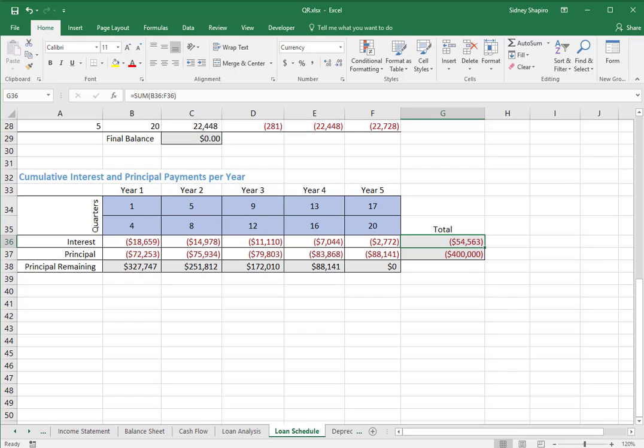For the next sheet, for the next module, we're going to take a look at income statements and depreciation in session 9.2. Thanks.